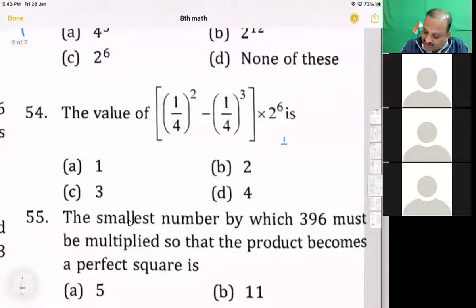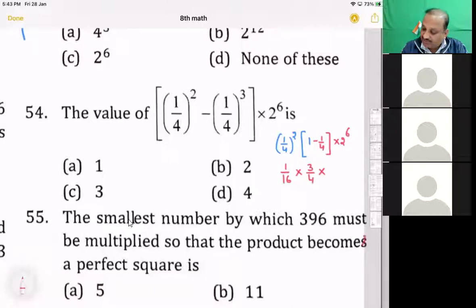What we can take? We can take 1 by 4 whole square as common. What is left? 1 minus 1 by 4 into 2 power 6. Okay, so it becomes 1 by 16 into 3 by 4 into 2 by 6, 64. 6 into 4 into 64. This is 3. तो ये हमारे पास इस क्वेश्चन की क्या है, वैल्यूज है which we are going to solve. Got my point? So this is the way we can solve it.